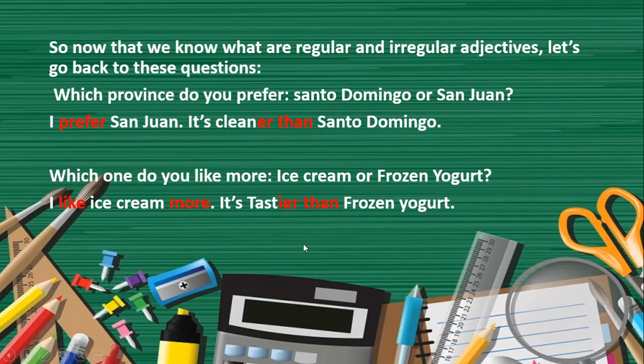In this case, you see that the ending of the adjective tasty, right? Tasty ends in Y, and before Y, what do we have? We have a consonant, the consonant T. So in that case, we need to erase the Y and add IER. So it's tastier than frozen yogurt. That is my preference, right?